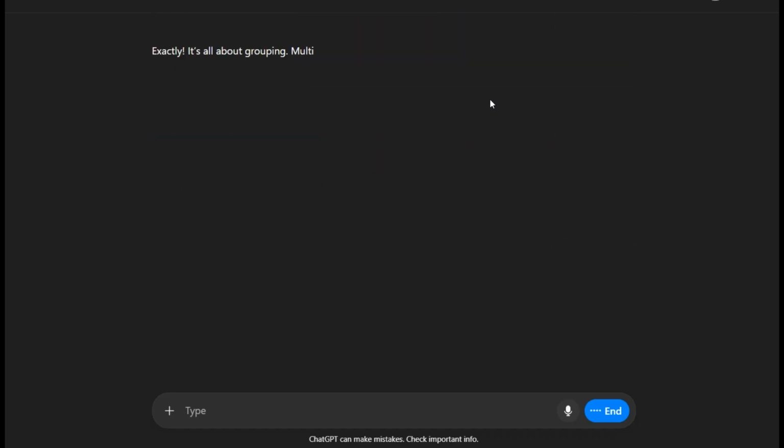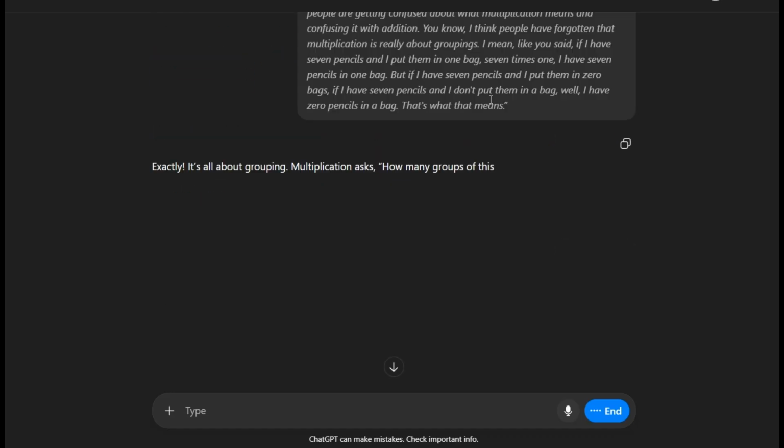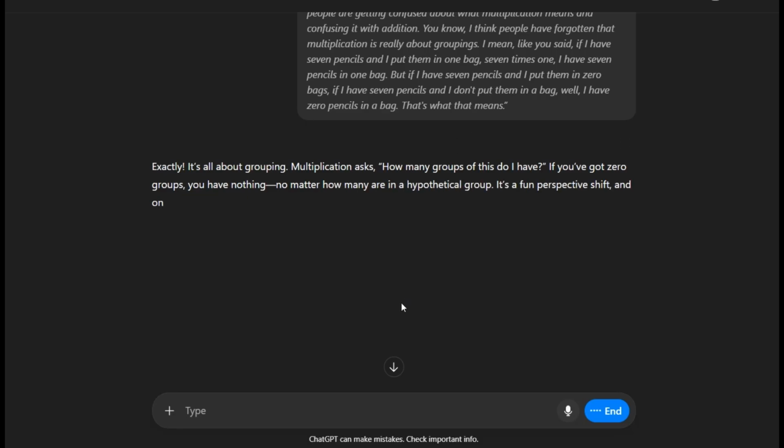Exactly. It's all about grouping. Multiplication asks, how many groups of this do I have? If you've got zero groups, you have nothing, no matter how many are in a hypothetical group. It's a fun perspective shift. And once people get that, it clicks.